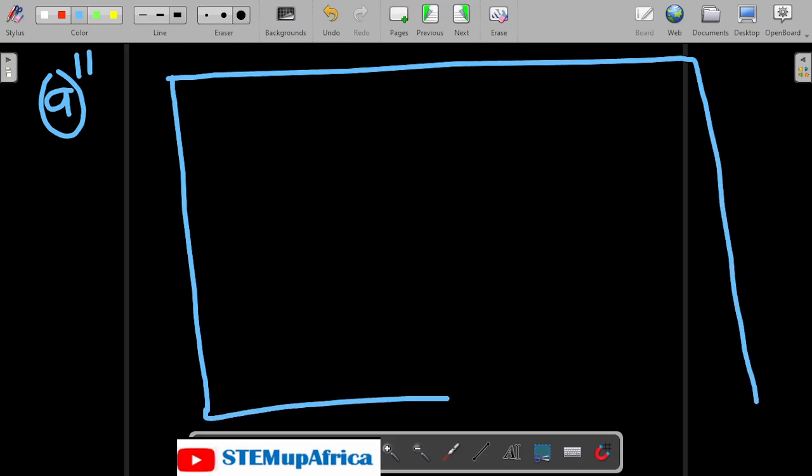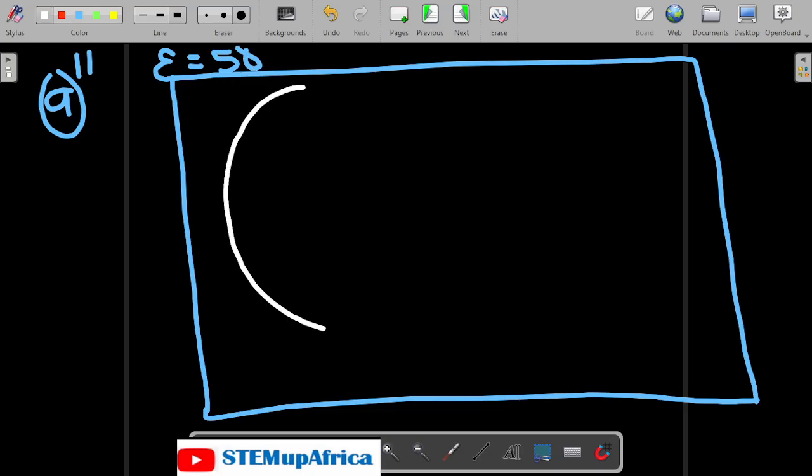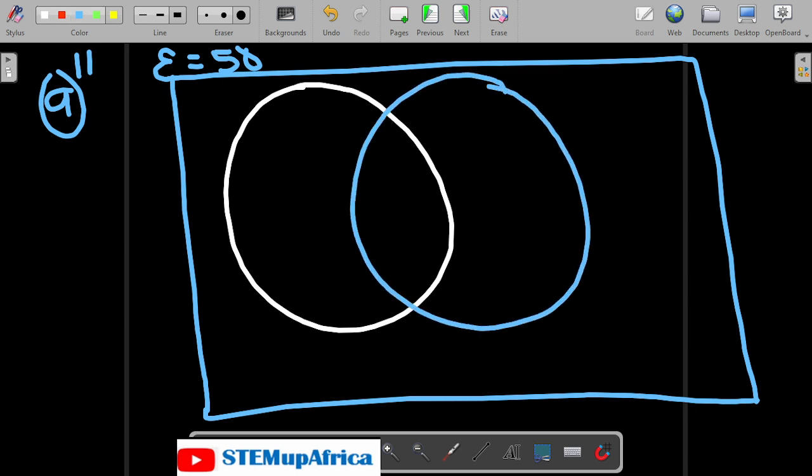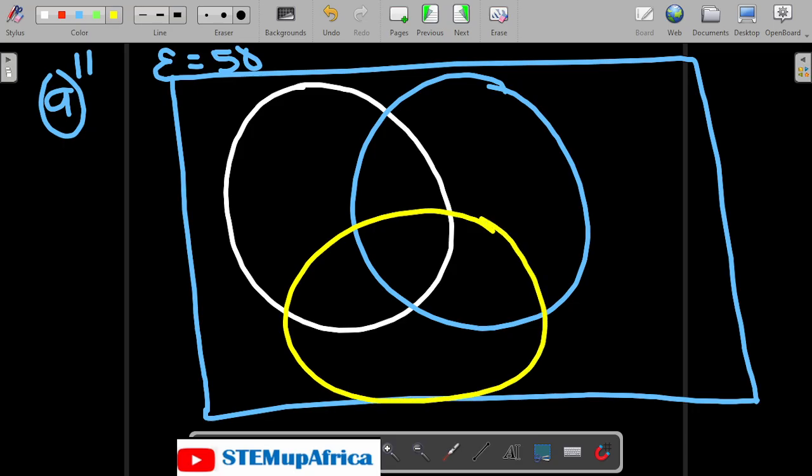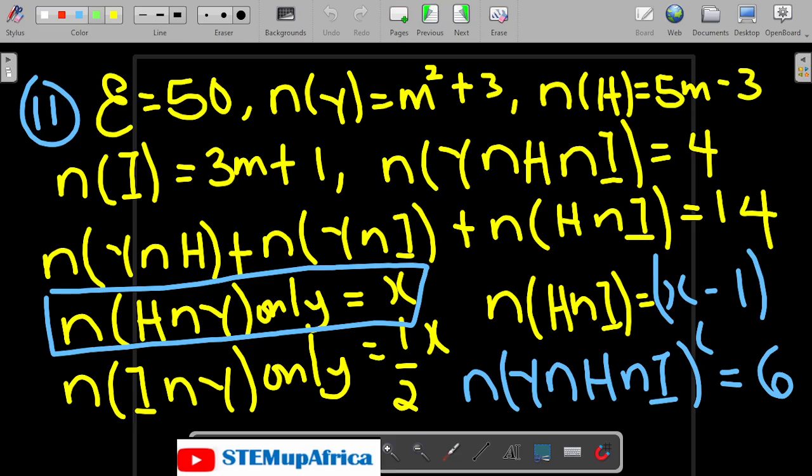So let's say this is our Venn diagram. My universal set is 50. We have 3 sets: we have Yoruba, we have Hausa, and we have Igbo. Say 4 speak the 3 languages, so here becomes my 4. Yoruba was n squared plus 3. Hausa is, let's check this number, 5n minus 3.